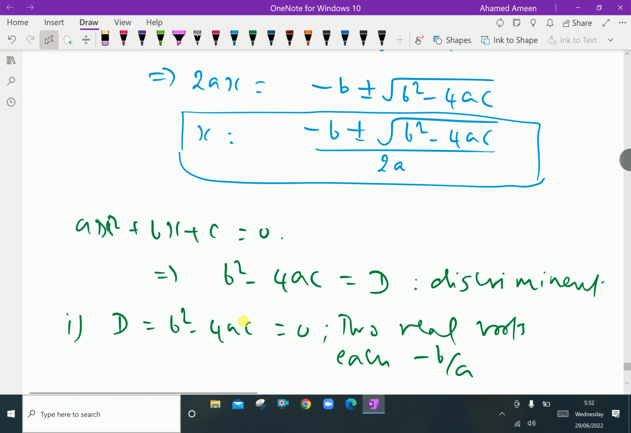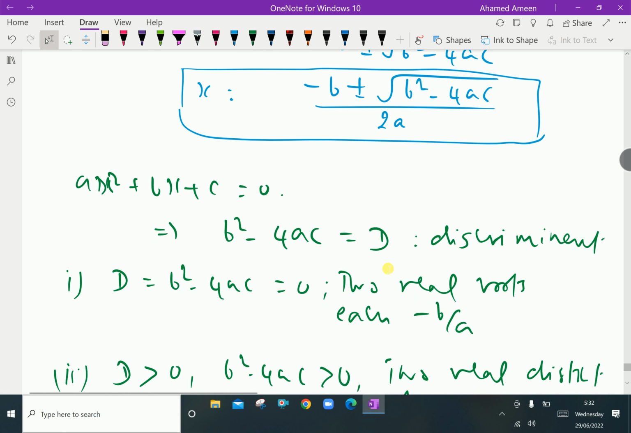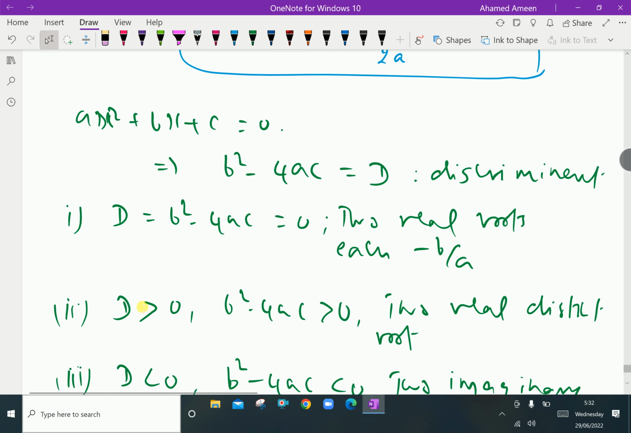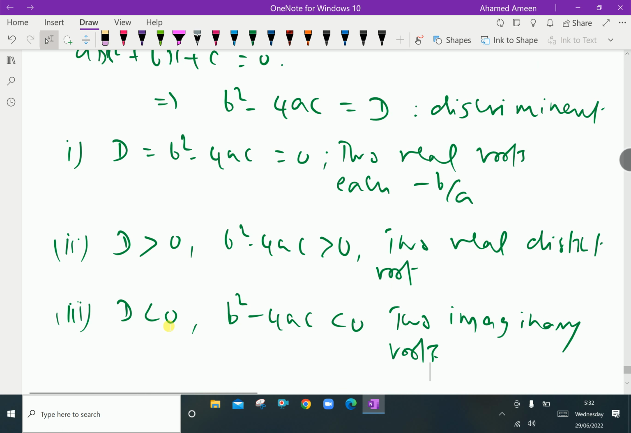Then further we discussed the discriminant of the quadratic equation. From that, if D equals 0, two equal real roots; if D is greater than 0, that is positive, it has two real distinct roots. If D is less than 0, that is the discriminant is negative, then we can see two imaginary roots.